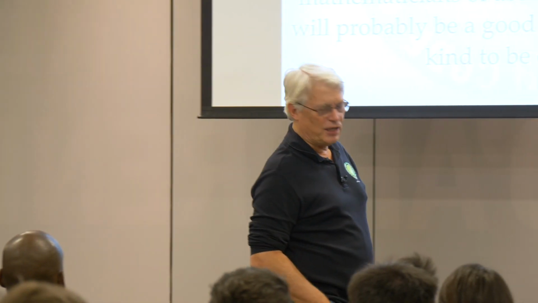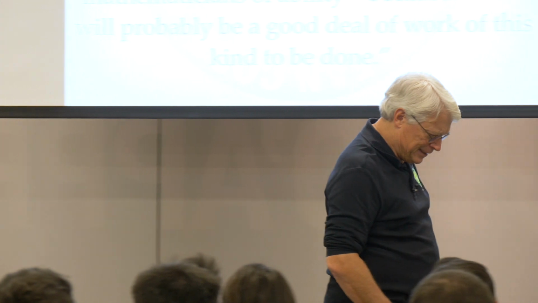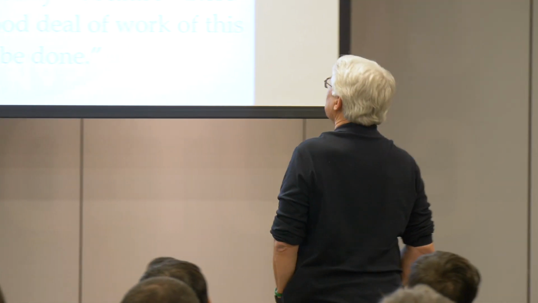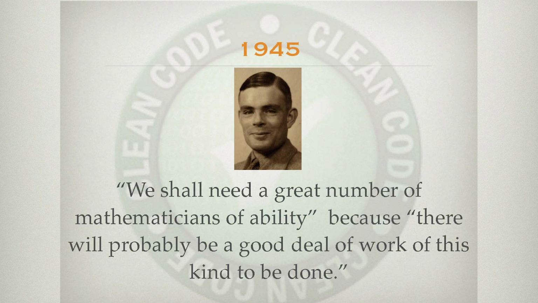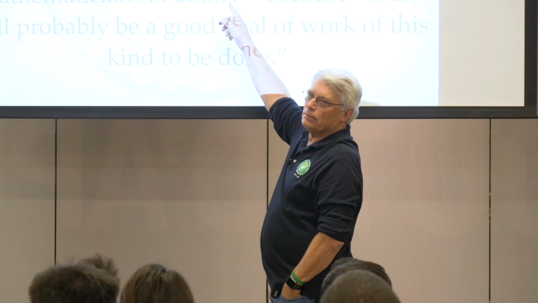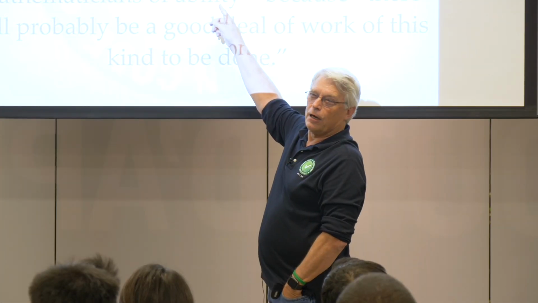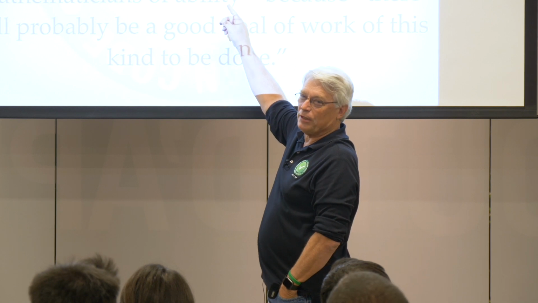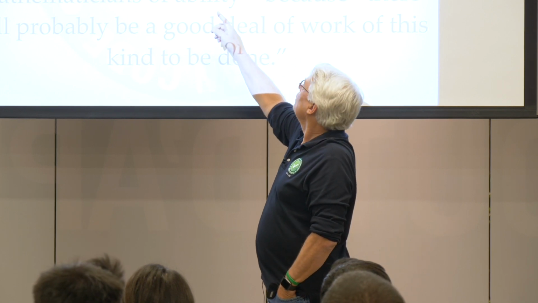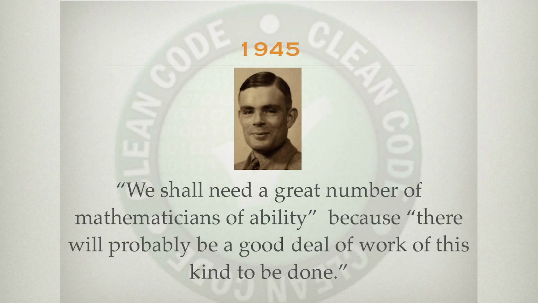And then he wrote a document about his experience. And I've drawn a few quotes from this document because they're remarkable quotes. First of all, he said, a year later, "We shall need a great number," a great number, we'll talk about that in a minute, "of mathematicians of ability." Are you mathematicians of ability? Is that what you are? Because there will probably be a good deal of work of this kind to be done.